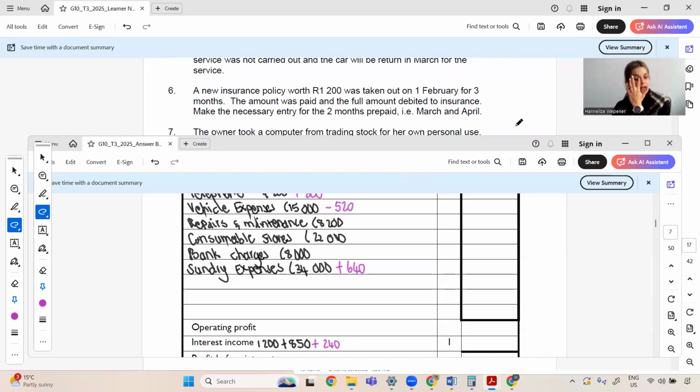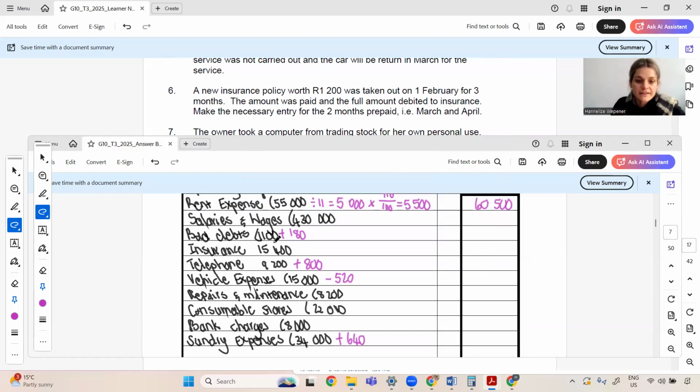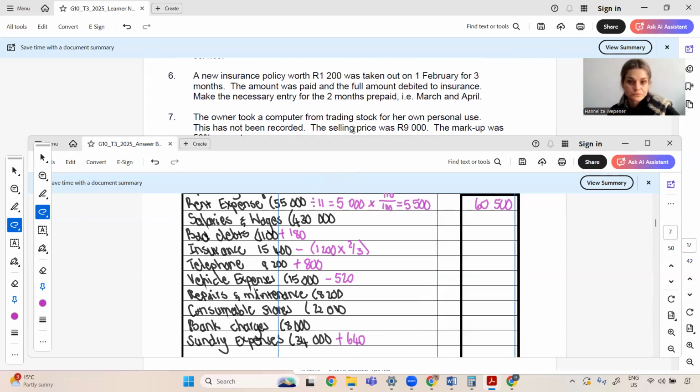So remember, I'm only allowed to show the expenses relevant to my current financial year. Therefore, I have to go to insurance, and I have to say my full expense was actually not 15,400. It was that minus, in brackets, 1,200, but only 2 out of the 3 months is for the next financial year. Okay, so I'm removing the 2 months that I have prepaid for.